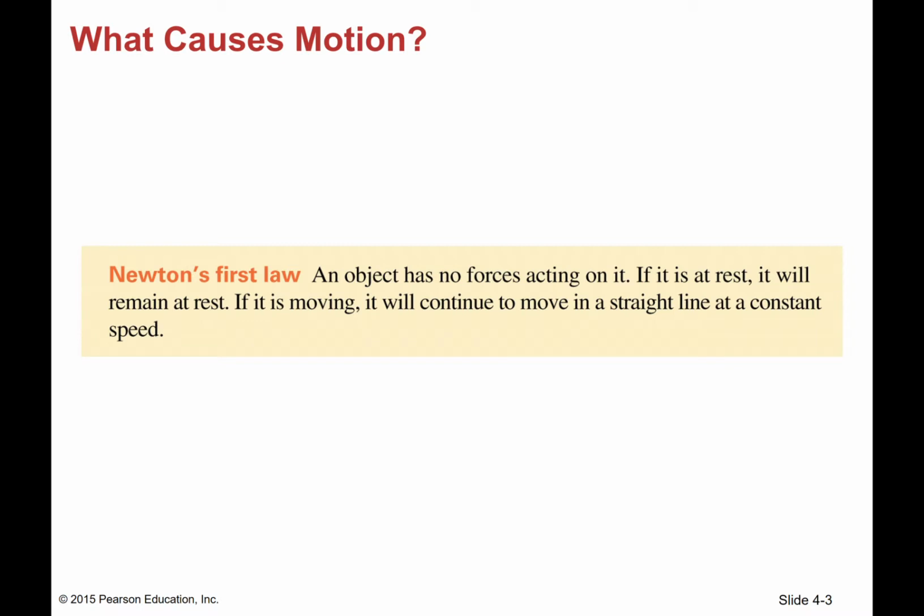So let's start with Newton's first law. Newton's first law says an object that has no forces acting on it either will stay at rest, it will never move, or it will continue moving at a constant speed. So if an object is at rest and there are no forces, it's never going to move. If an object is moving with a constant speed v and there are no forces, it is always going to move with that constant speed v.